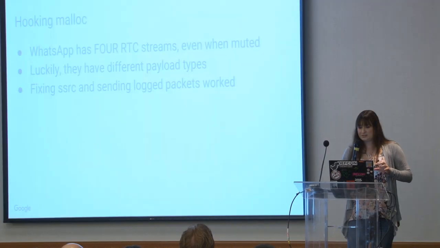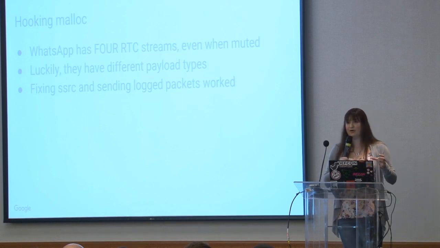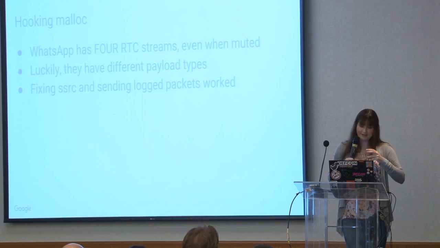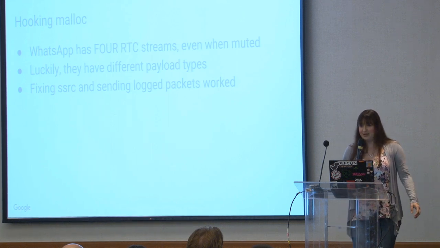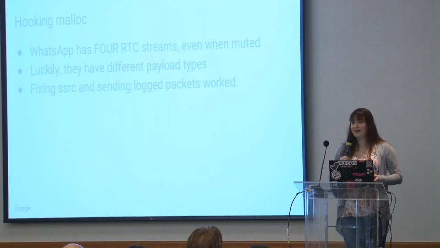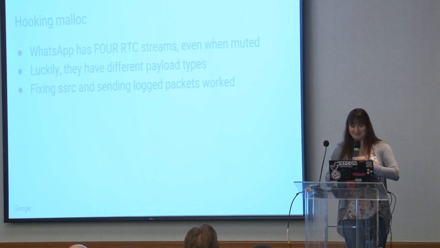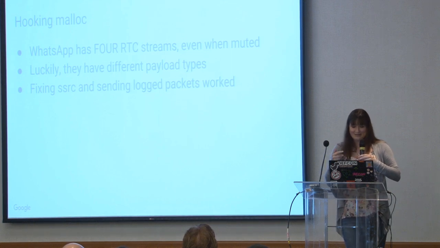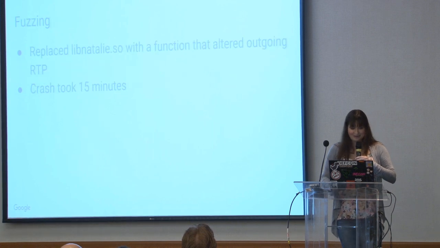So, on WebRTC, this wasn't a problem because since you could basically control the protocol very well, I just fuzzed all the streams one at a time, and it's really no different than having 4 at a time. But on WhatsApp, you have to have all 4 running at once. And honestly, I don't even know why they have 4. Like, it's 1 for audio, 1 for video, 1 for synchronization, and I'm guessing like 1 for good luck, because I don't know what they all do. But they had different payload types, so I made it so that I would log them separately and play them back separately. And this actually worked.